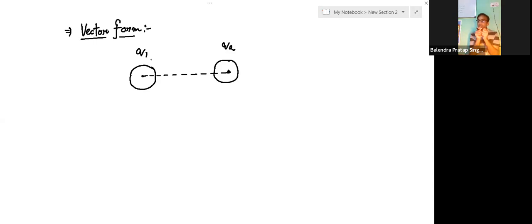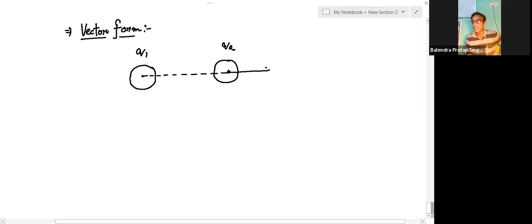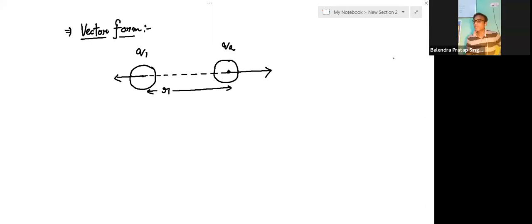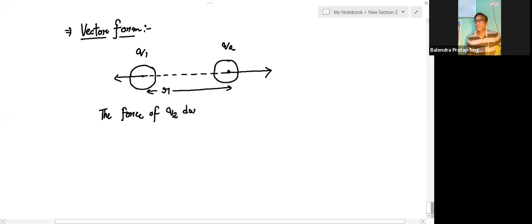So here both are positive, so q1 and q2 will apply a force. q1 will try to push q2 in this direction, and q2 will try to repel q1 in this direction, and the distance between q1 and q2 is r. So the first one is the force on q2 due to q1.